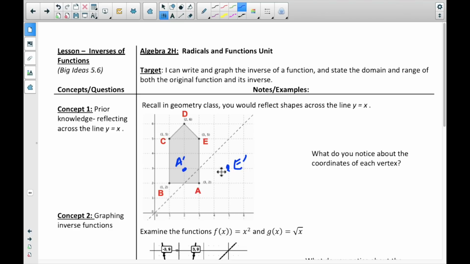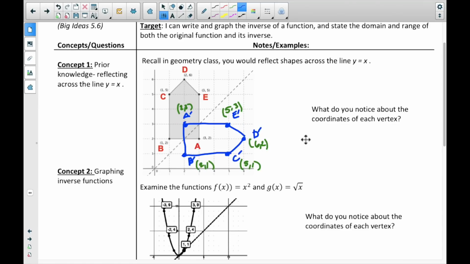Just do all 5 of them and see what the shape looks like when you reflect it. Okay, when you do your reflections of each point, your new image should look like this. If you'll notice, it's basically the same shape. It's just kind of turned on its side a little bit. So what do you notice about the coordinates of each vertex? What do you notice about the shape? Think about that, look at the diagram, pause the video, and write down a couple of things that you might notice about this new shape.